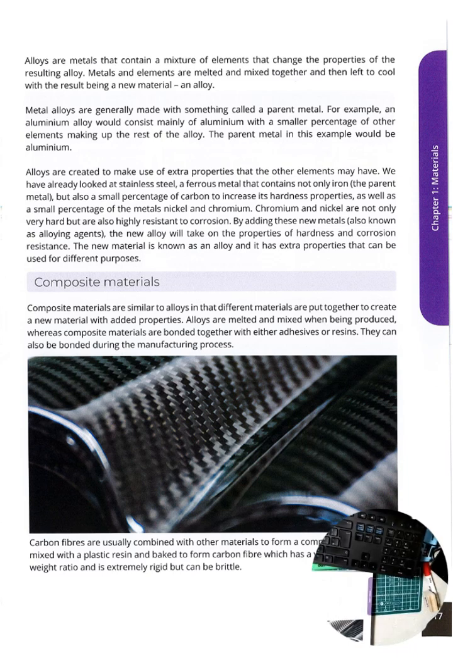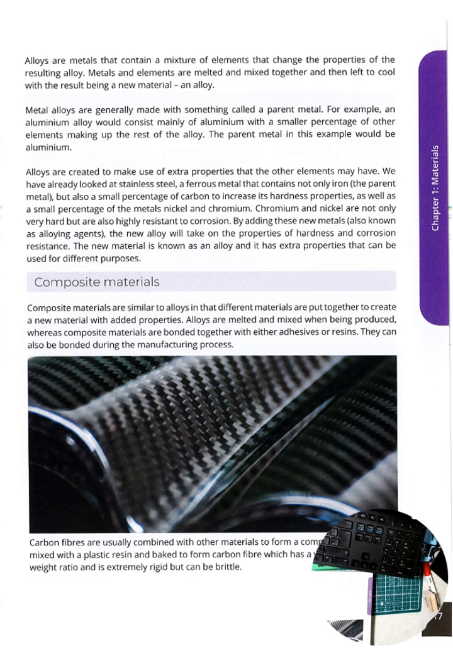Composite materials. Composite materials are similar to alloys in that different materials are put together to create a new material with added properties. Alloys are melted and mixed when being produced, whereas composite materials are bonded together with either adhesives or resins. They can also be bonded during the manufacturing process.